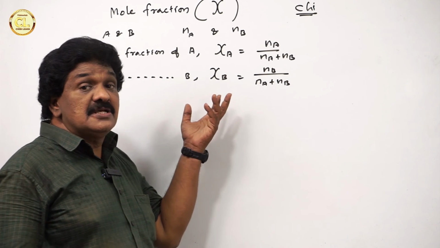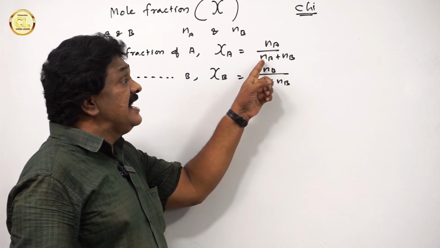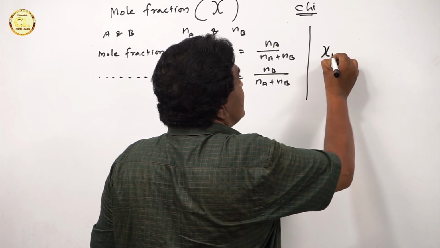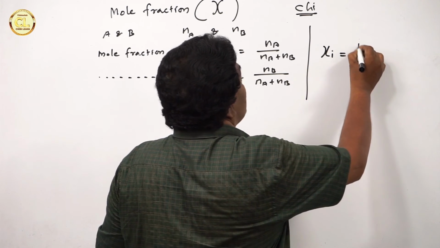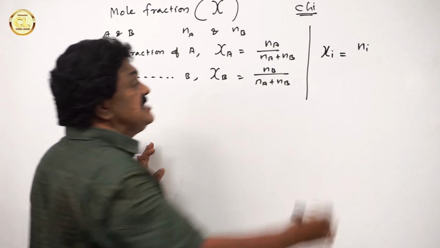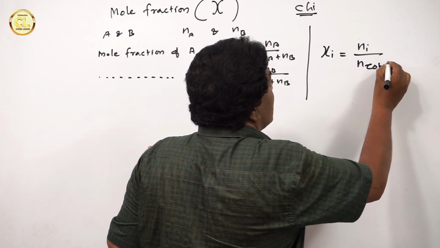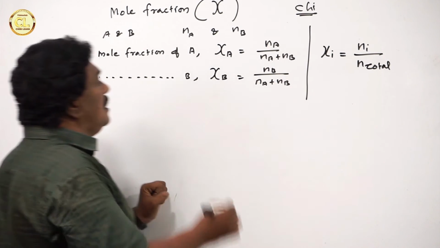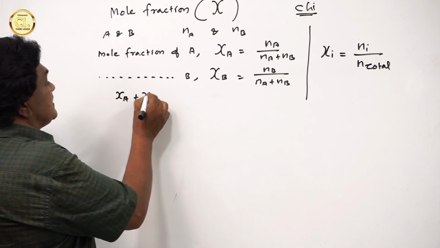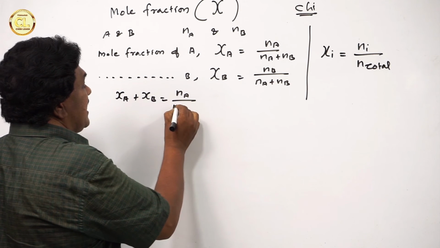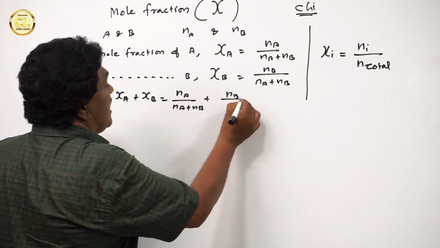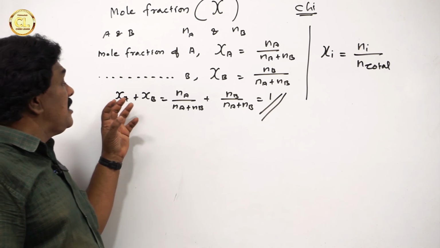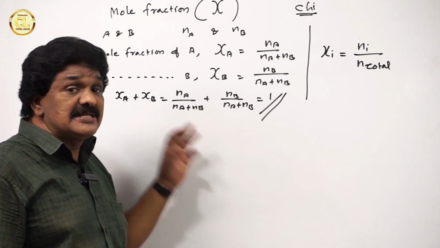If there is a third component C, then the mole fraction of A will be Na by Na plus Nb plus Nc, and so on. For the ith component, chi i is equal to Ni, the number of moles of the ith component, divided by N, the total number of moles. This is the general formula used for finding mole fraction. Now, chi A plus chi B is equal to Na by Na plus Nb plus Nb by Na plus Nb, which is equal to 1. So the sum of the mole fractions of all the components in the solution must be equal to 1.